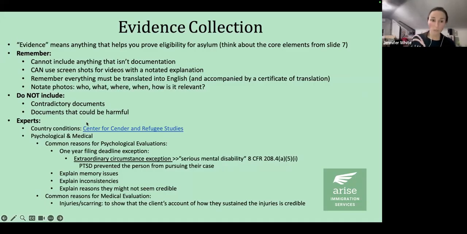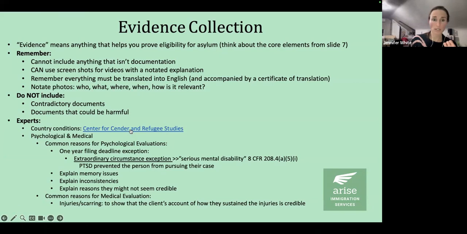And then in terms of experts, super, super helpful. I think having access to experts is one of the best things you can do. I mentioned the Center for Gender and Refugee Studies. This is a hyperlink to their website. You can do a technical assistance request for the country your client is from to get all kinds of resources: articles about the conditions, a list of experts, whether they're doing pro bono work or if they charge, their CVs. It's a great resource. So what do you use an expert for?